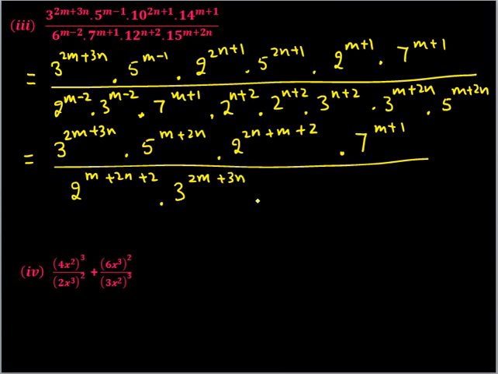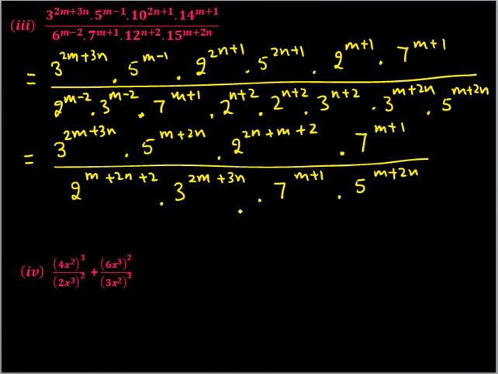Now moving on to the next one with base 7. There is only one number with base 7 and its exponent is m plus 1. Then in the end we are left with the number with base 5. This is also occurring only once. So its exponent is m plus 2n.